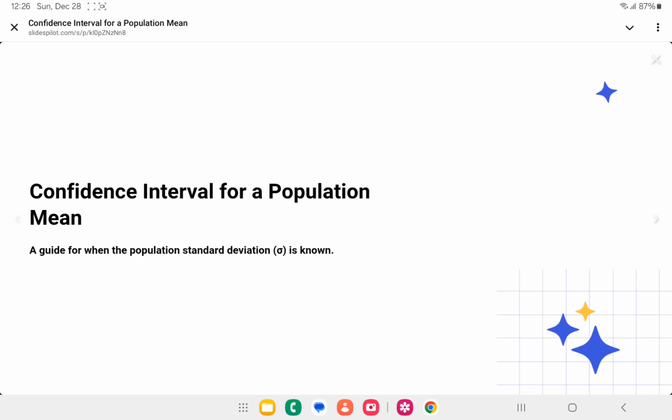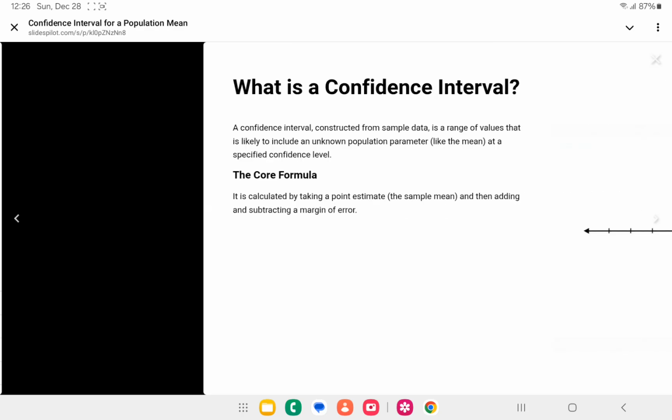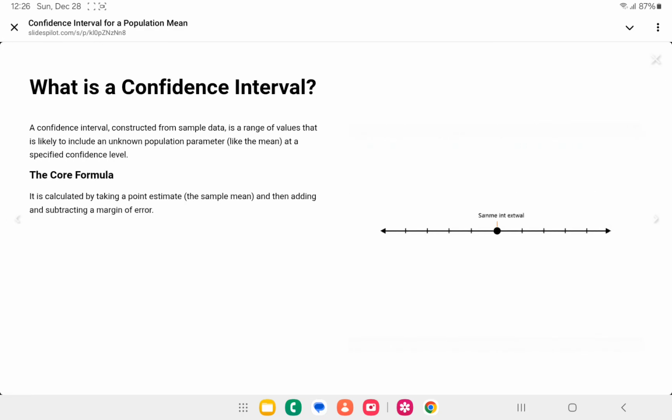Welcome. In this video, I'll be constructing confidence intervals for a population mean, assuming the population standard deviation is known. A confidence interval constructed from sample data is a range of values that is likely to include the population parameter at some specified confidence level. The confidence interval for a population mean is determined by taking the sample mean, the point estimate, and subtracting and adding the margin of error to it.